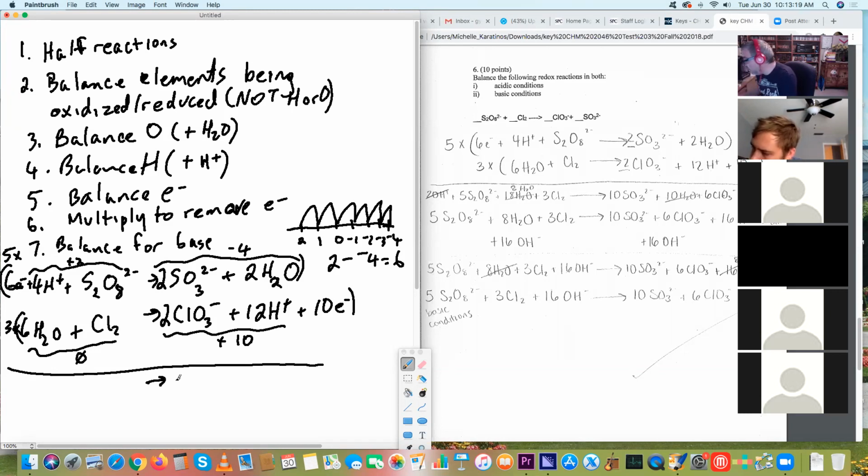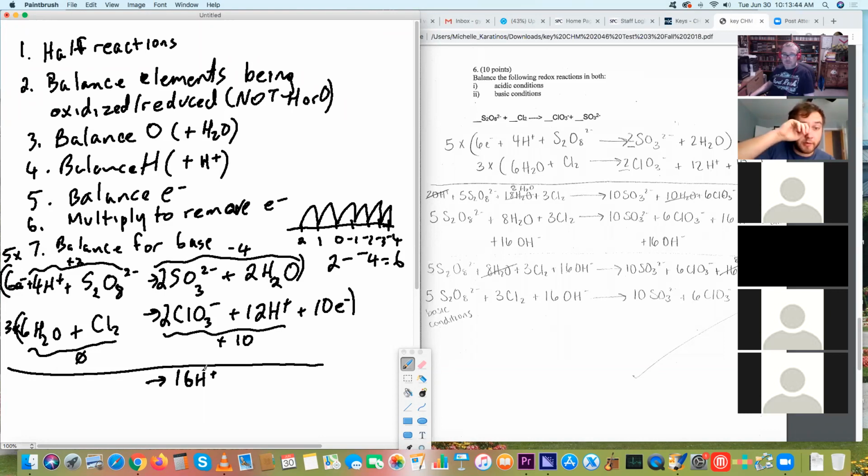Given that, I always like to handle the H pluses and the waters first because they're the most difficult. So let's look at the H pluses. Over here, I've got 20 and down here, I've got 36. So that would be 16 H pluses on this side. I'll stop there for a second and make sure you understand how I got that 16 H plus. Does anybody have any questions about that?